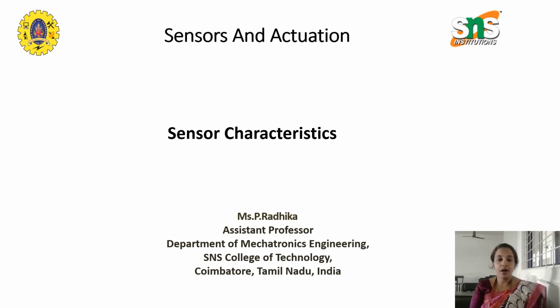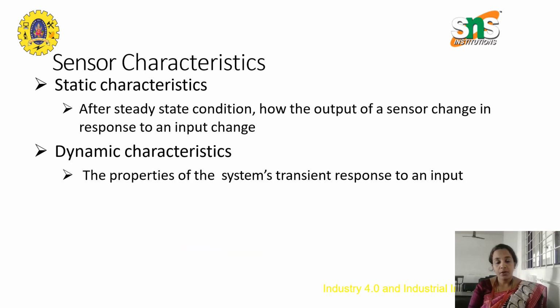In this video, we are going to learn about sensor characteristics. We have two types of characteristics for the sensor: one is the static characteristics and another one is the dynamic characteristics. For static characteristics, after steady state condition, how the output of a sensor changes in response to an input change is nothing but the static characteristics.